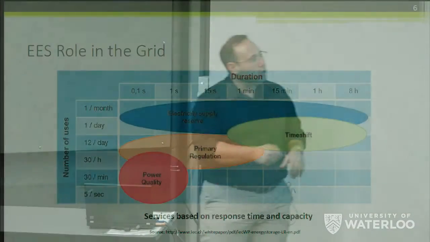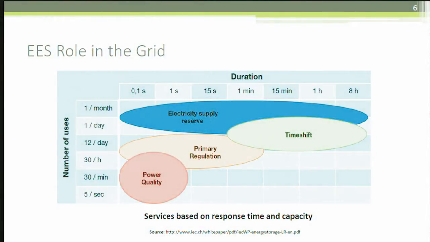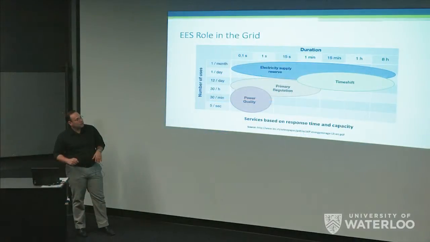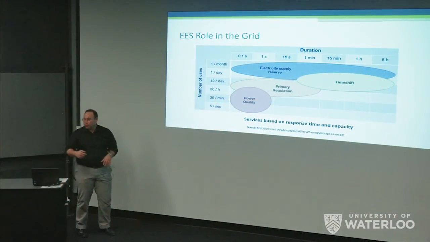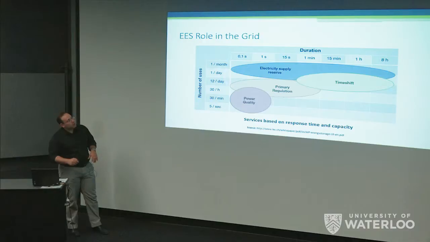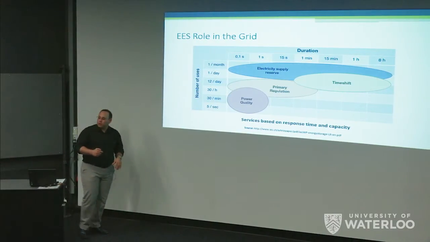So what's the role of storage in the grid? This shows you, in general, regardless of the technology you're using, the kind of service a storage system can provide, and how many times it's been called on. For example, power quality is about 5 times per second. This is 30 times per minute, 30 times per hour. That's how many times you will call on it, but this is the duration, less than a second in most cases. That typically is frequency control.